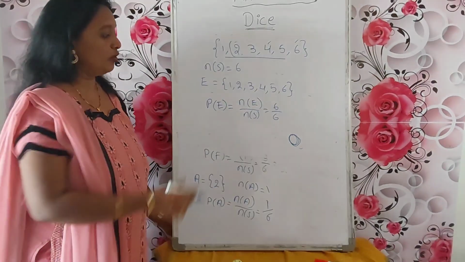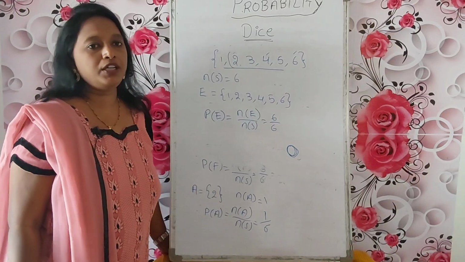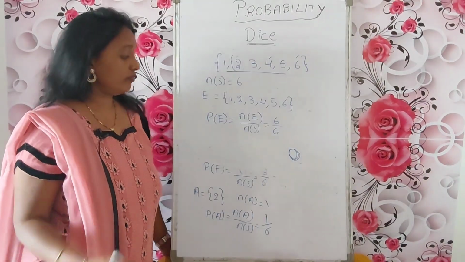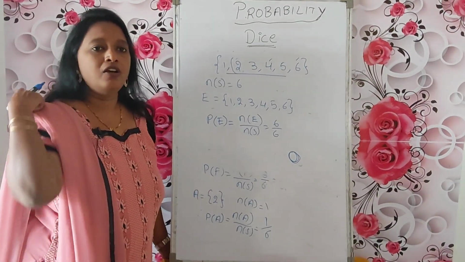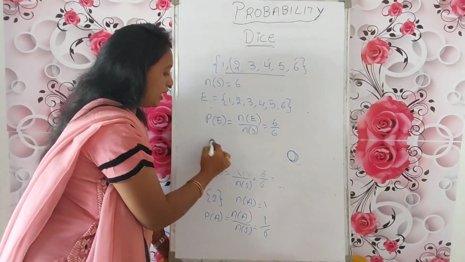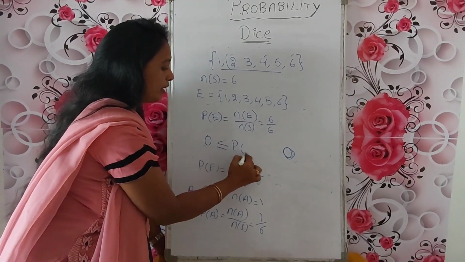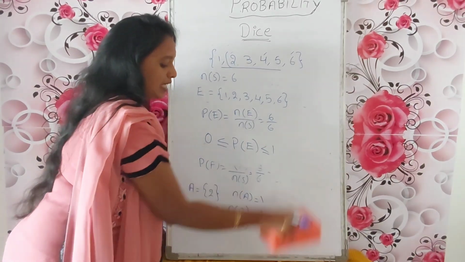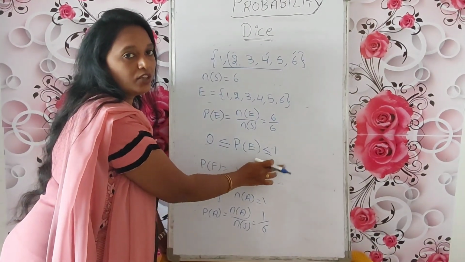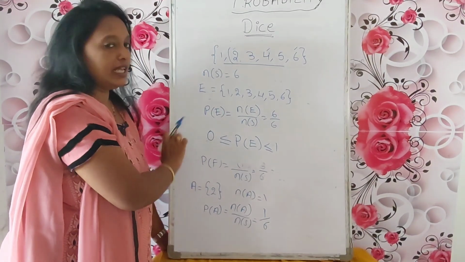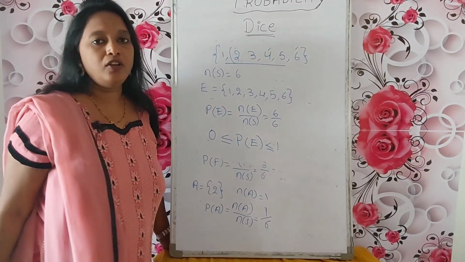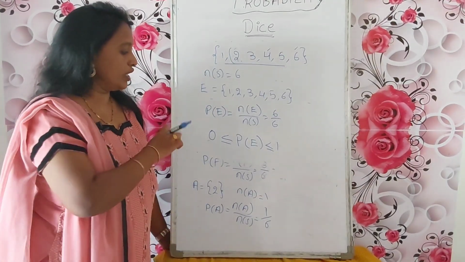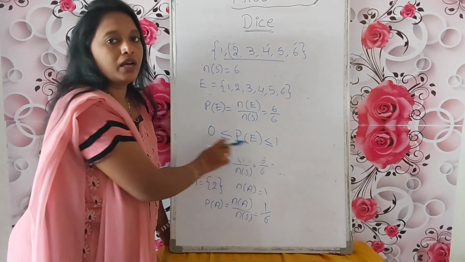No need to calculate. You can take this as a 1 mark bit. Probability of a sure event is 1. Probability of an impossible event is 0. Next, another important bit you have to remember is that probability lies in between 0 and 1. 0 less than or equal to probability less than or equal to 1 in case of anything. If you get less than 0 or greater than 1, then your calculation is wrong.